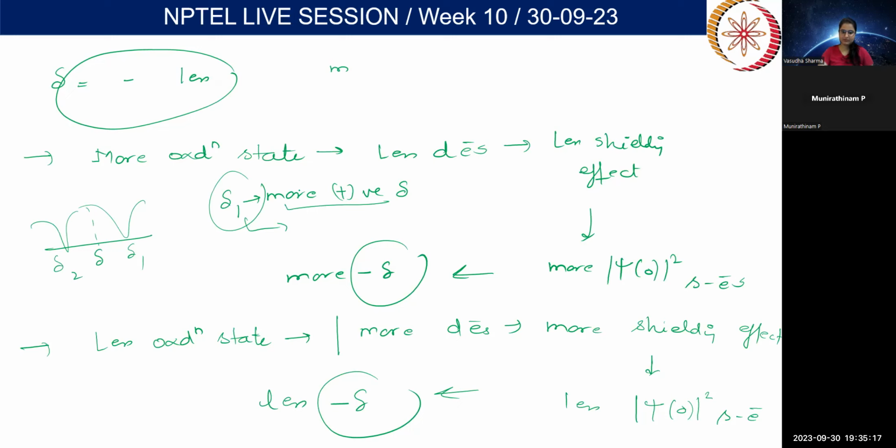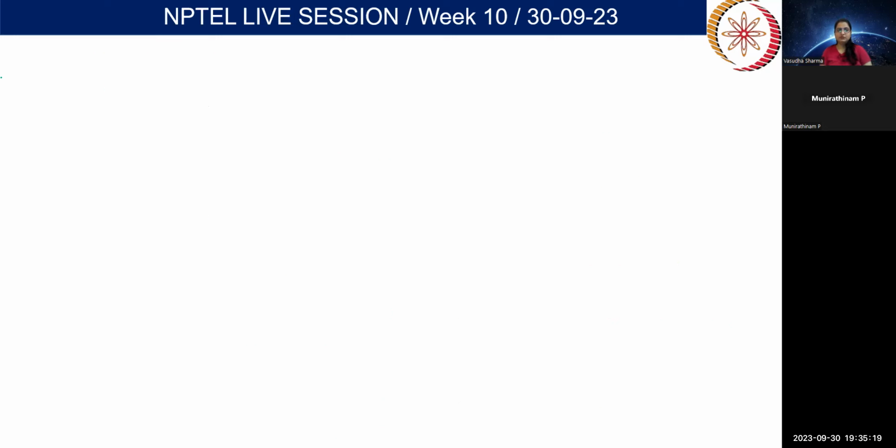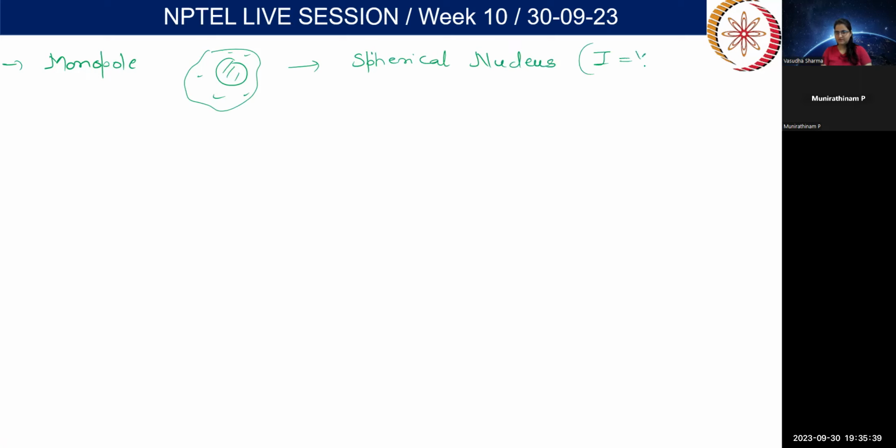Okay. After that, we moved on. Earlier we were having a monopole kind of situation where only the nucleus is there and we have electron density around it. That is happening when we consider a spherical nucleus, and a spherical nucleus corresponds to I equals half or 0. That is the condition for the spherical nucleus, and we consider the radius from the nucleus as r.